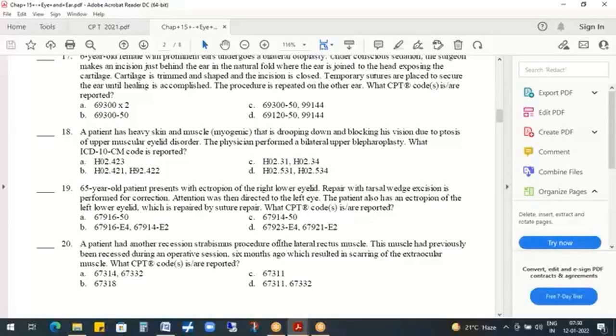You are talking about 19, right? Yes, sir. Read the question. Ectropion, not entropion. A 65-year-old patient presents with ectropion of the right lower eyelid. Now, if you read the ectropion code description, 67916, repair of ectropion. You are asking about option B and option A, ectropion of excision.